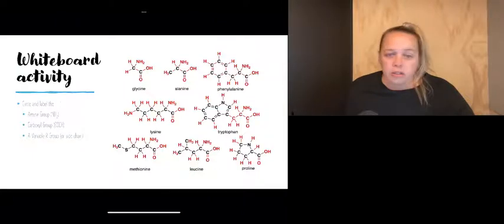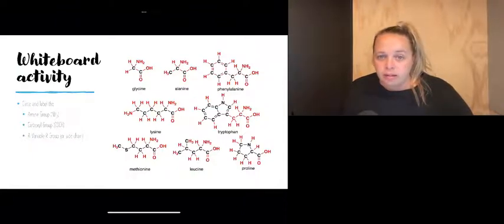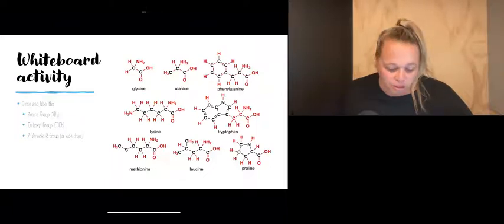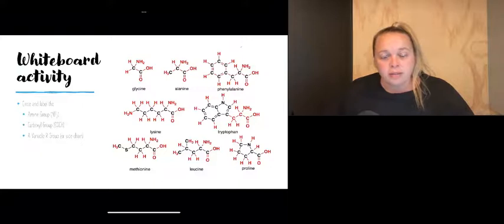Now, normally I would pause the slides and I would get you to come up and try and circle some of these groups on here. So I might get you to pause, have a look at this image and see if you can identify some amine groups just from these pictures. Can you identify some carboxyl groups? And can you identify any R groups? So I'll get you to pause and then we'll restart in a second.